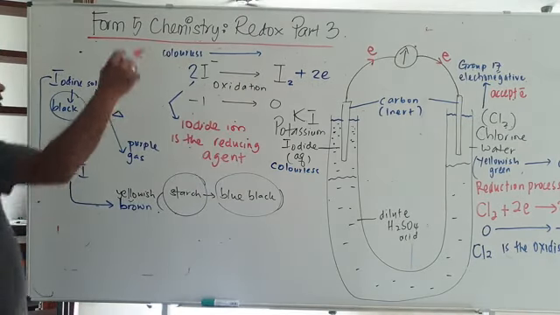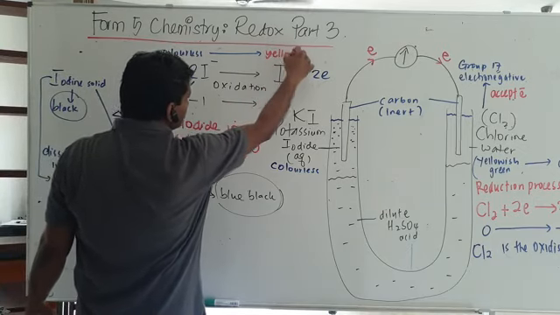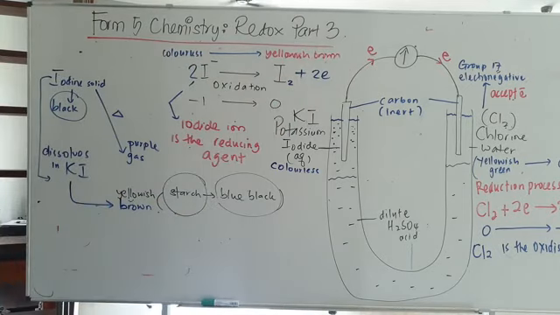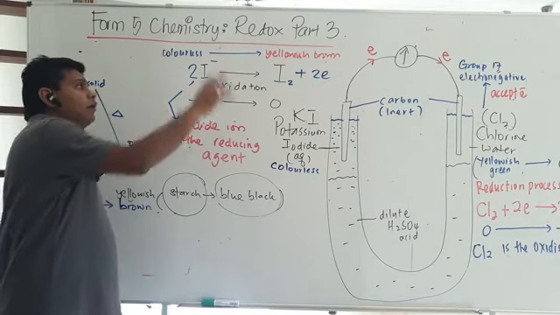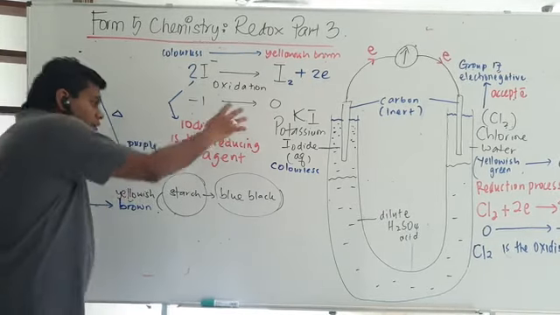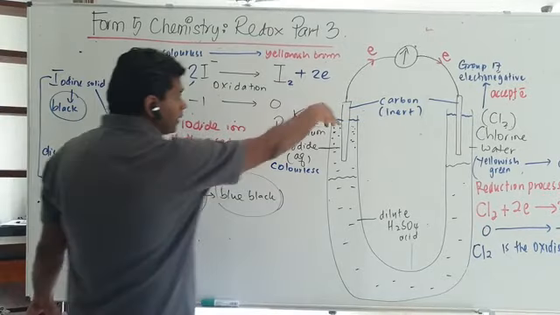So we have discussed about the color. The colorless becomes yellowish brown. Equation already written. What happened? Oxidation process. It's a reducing agent. What else you need to write? Check. What else you need to write? It donated electrons.